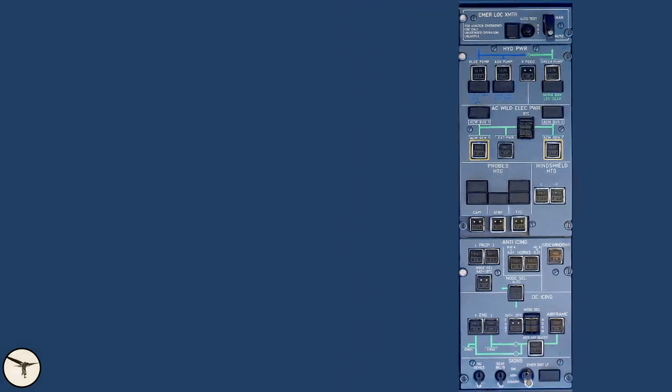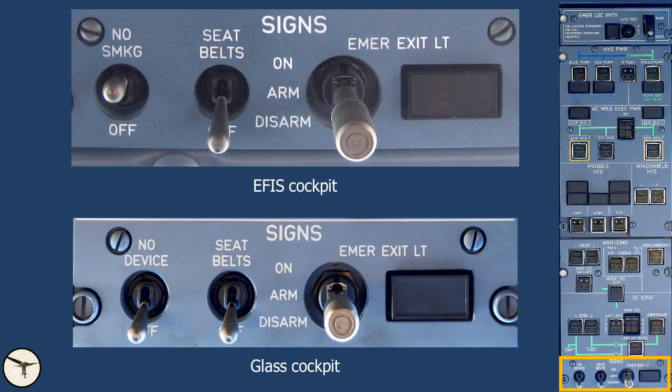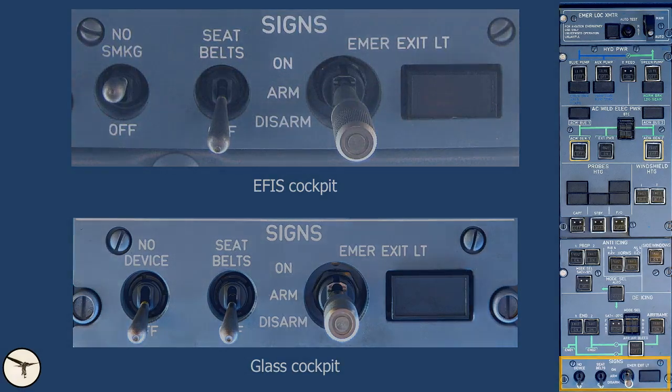Third column. First, we have the cabin signs panel. The left switch is, depending on aircraft version, for the no smoking sign or the no device sign. The middle switch is for the seatbelt sign. The final switch is for the emergency exit lights. When armed, the emergency exit lights will be activated when the DC generators are offline. Therefore, it's important to switch off the emergency lights before we leave the aircraft.